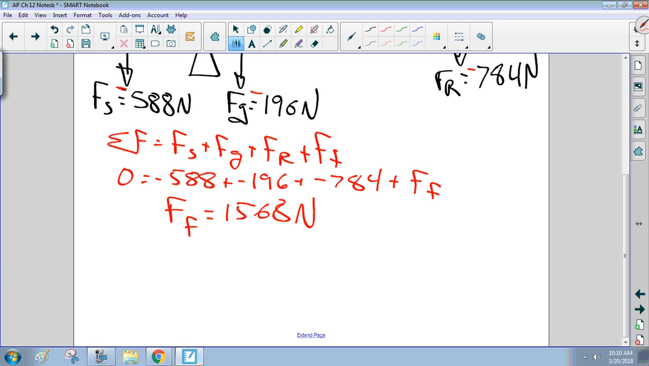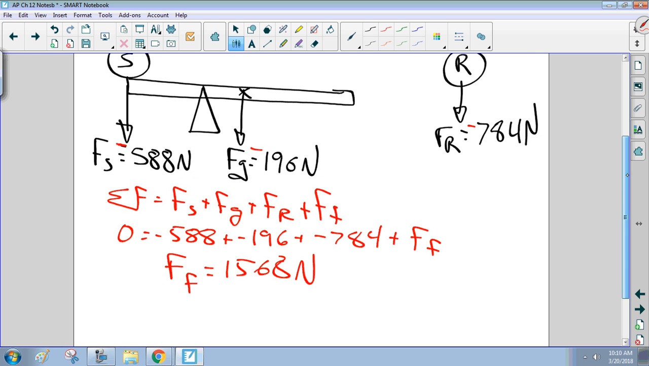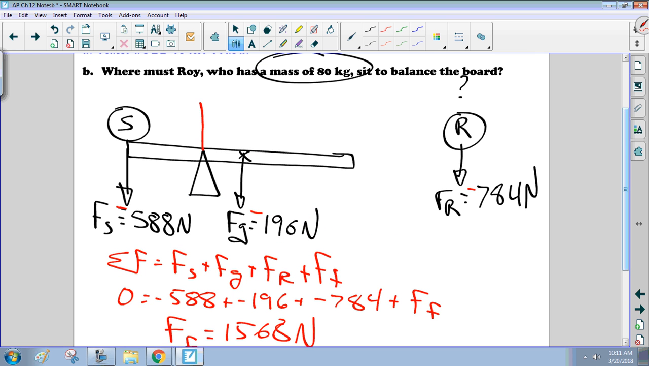I might have had an extra something there. All right, everybody good? All right, so that thing. So the force at the fulcrum is 1568 newtons.